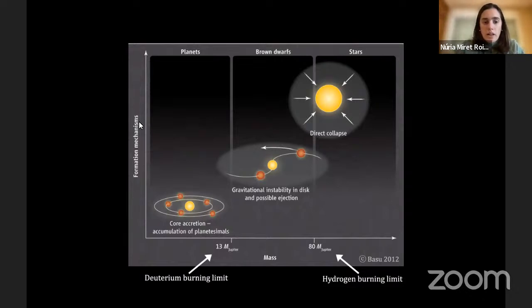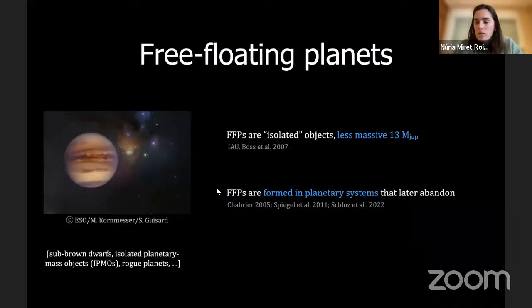In this other scenario, we can distinguish between objects that form by a direct collapse of a small cloud of gas. For instance, they would form similar to low-mass stars. And on the other side, we would have objects that form similar to exoplanets in planetary systems around a star. And then, for one reason or another, they can be ejected from this system and become free-floating planets. And these are the two definitions I was just presenting.